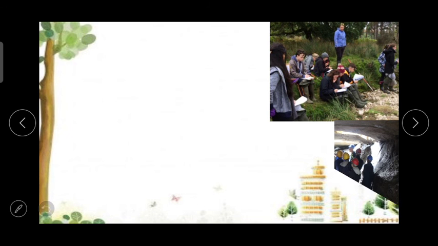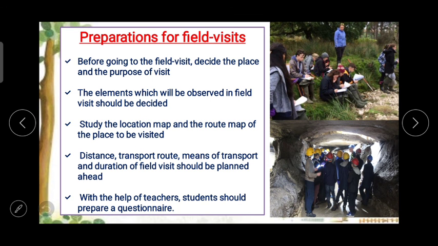Now, preparations for field visits. Before going to the field visit, decide the place. जाने के पहले क्या डिसाइड होना चाहिए? हम कहाँ जाने वाले हैं, कौन सी जगह पे जाने वाले, and the purpose of the visit. Not only deciding the place is important, but it is also very important to decide the purpose. हम क्यों जा रहे हैं, कहाँ जा रहे हैं और क्यों जा रहे हैं. The elements which will be observed in the field visit should be decided. That is, why we are going or for what we are going. Purpose क्या है, उससे related questionnaire हमारे पास होना चाहिए.